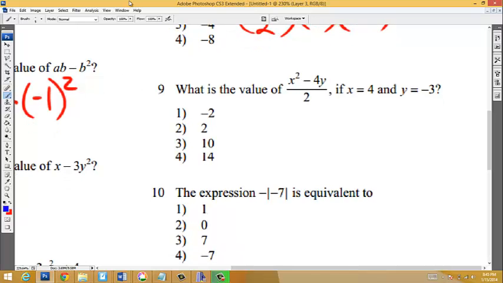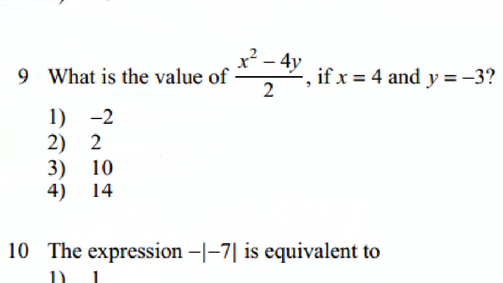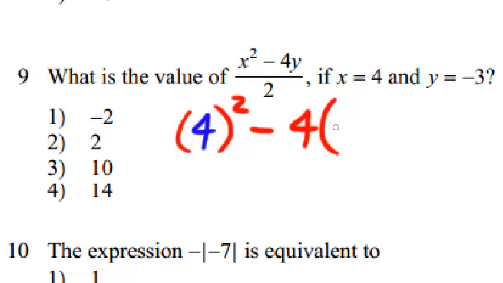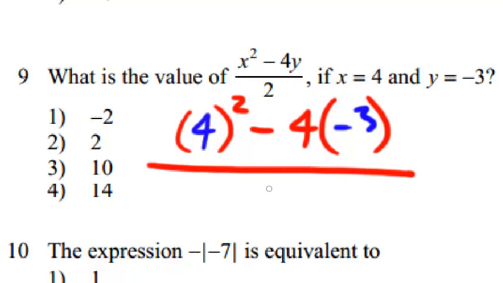So right beneath it, number 9. And number 9 says, what is the value of x squared minus 4y divided by 2? Let's write this out. And bear with me because we're going to need to add maybe an extra set of parentheses to keep us in check. So I can see that it says x equals 4. So I'm going to do open parentheses, 4, close parentheses, squared, minus 4 times -3. Great. And this is divided by 2.